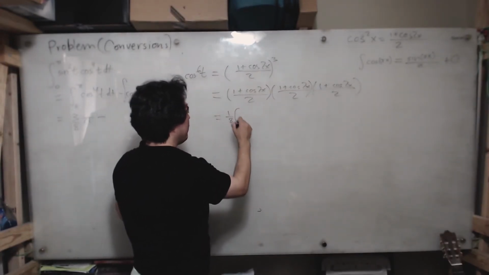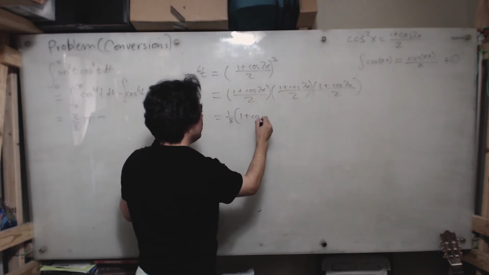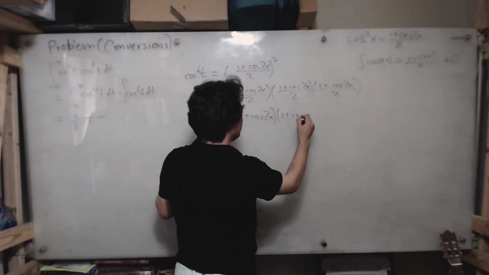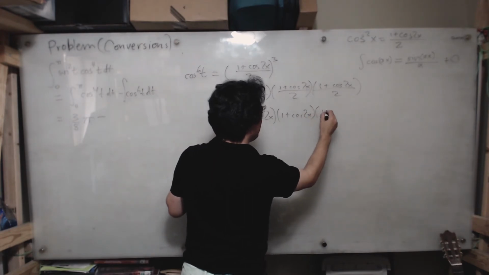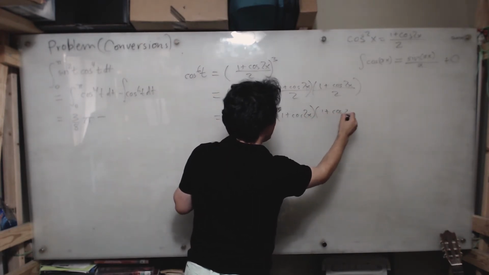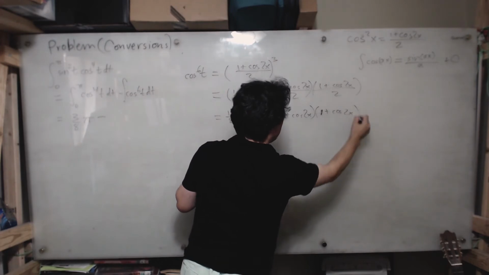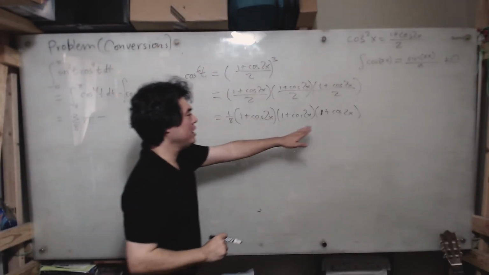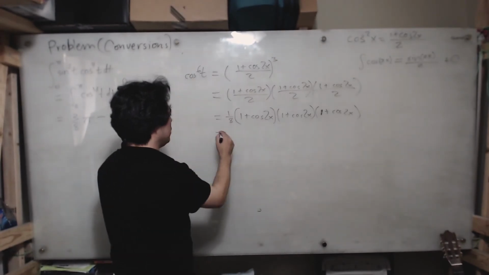and I can have 1 plus cosine of 2x times 1 plus cosine of 2x times 1 plus cosine of 2x. Now, this is going to be easier to FOIL out.